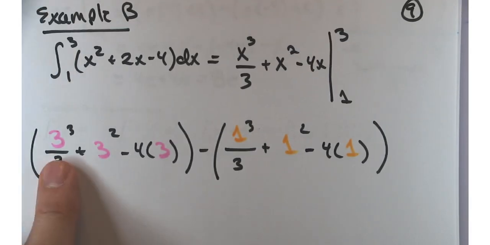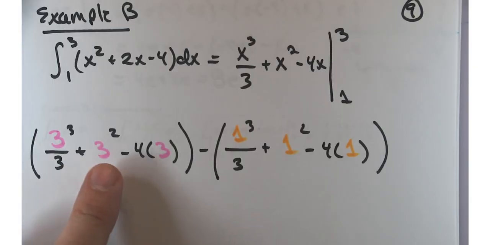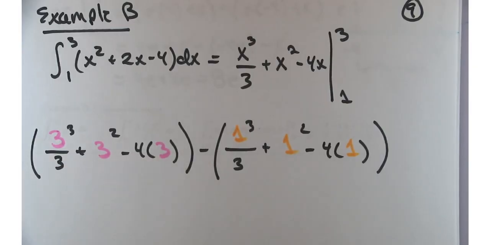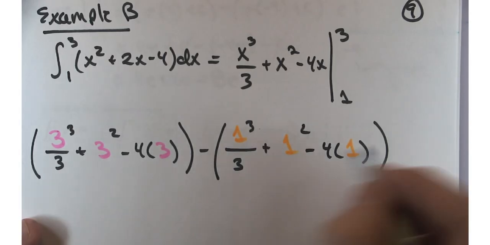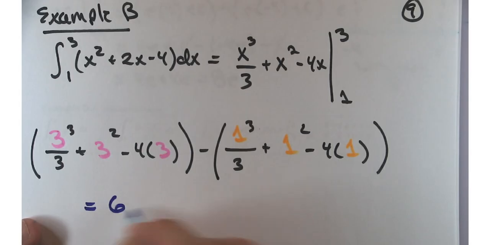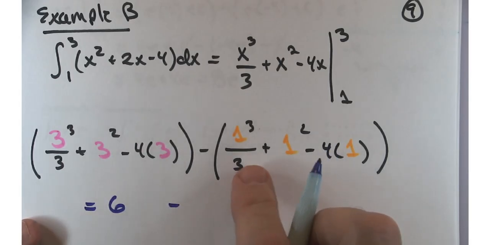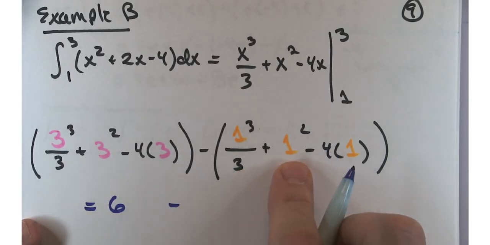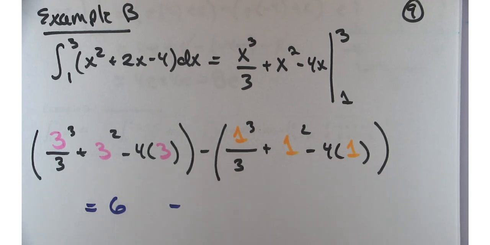So let's see. 27 divided by 3 is going to be 9, plus 9 is 18, minus 12 is 6. So this first one's going to be 6, minus 1/3 plus 1 is 4/3, minus 4. Let's see, 4/3 minus 4 is going to be what, -8/3?